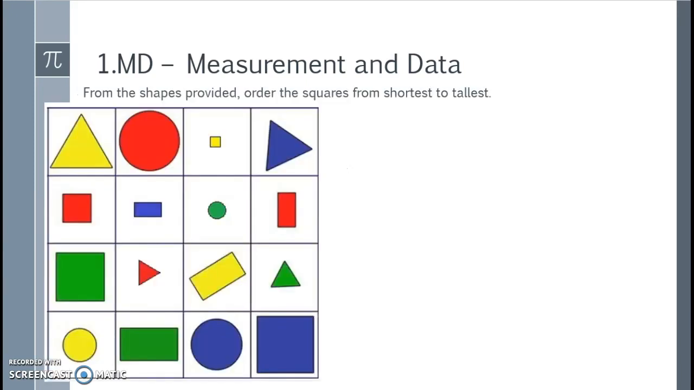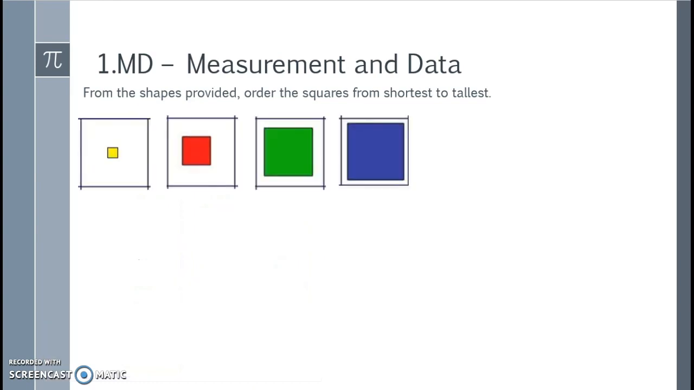So from the shapes provided, order the squares from shortest to tallest. I see I have an assortment of circles, rectangles, squares, triangles, and some of them are shaped a little differently as they are turned on their side or rotated a little bit. So let's first start by identifying from the shapes provided, just grab the squares from that list. So I screenshot and took just the squares.